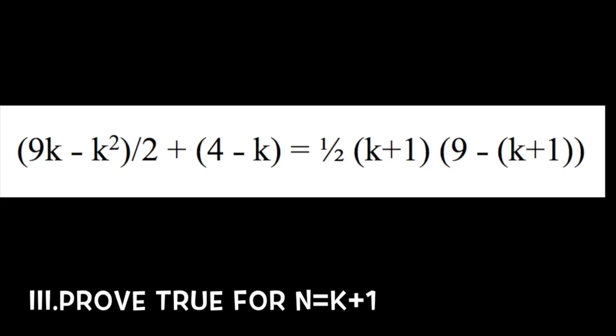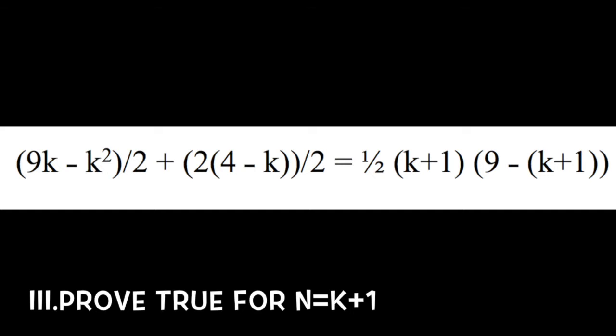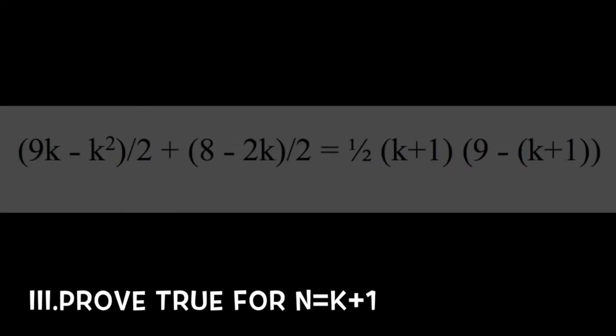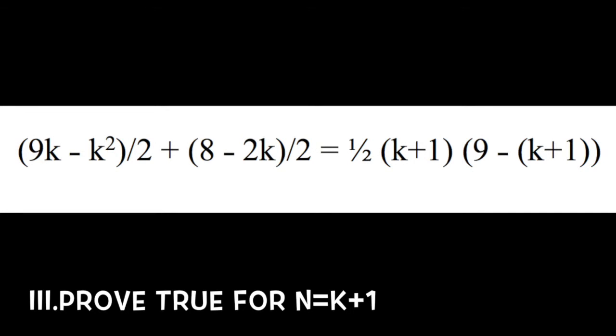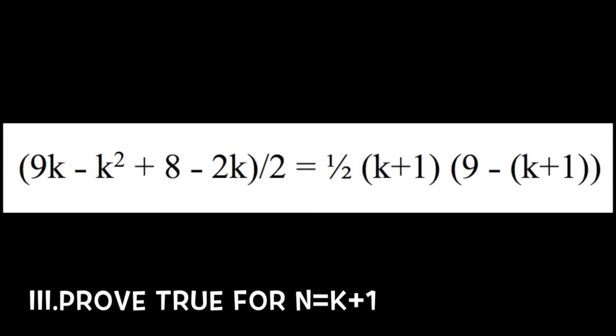This resulted in (9k minus k squared) divided by 2, plus 4 minus k. Then to add (9k minus k squared) divided by 2 and 4 minus k, I multiplied the numerator and denominator of 4 minus k by 2, which equals (8 minus 2k) divided by 2. Next, I added the expressions by adding the numerators to equal 9k minus k squared plus 8 minus 2k, and divided the whole expression by 2.